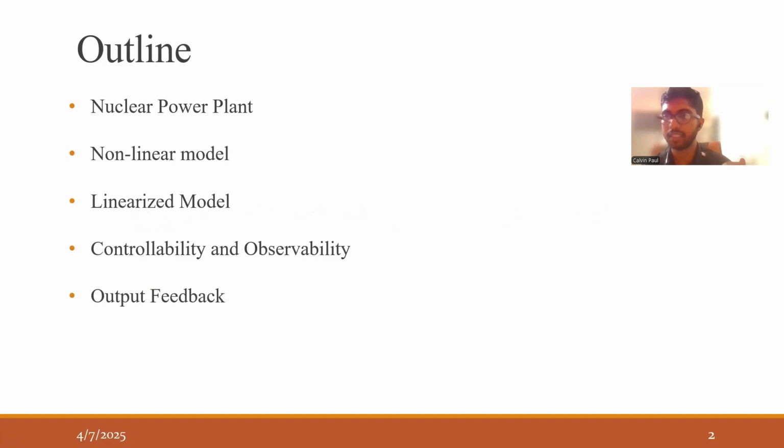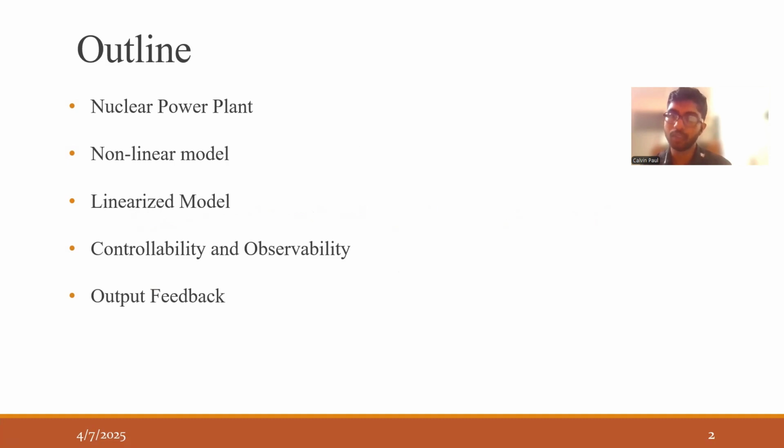The outline of today's session is this: I will be talking about what Sir has discussed this week, that is, the nuclear power plant, where there is a non-linear model of fifth order. When we want to use the methods of linear control which we have studied in this course, we have to linearize that model around a particular operating point. After that, Sir checked the controllability and observability of that linear model, because that information is critical for us.